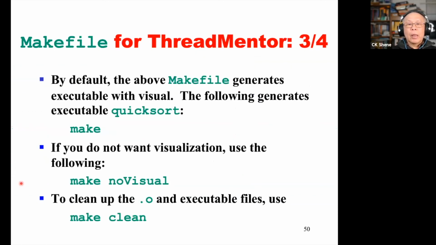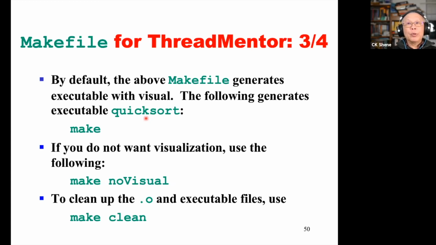So let's see how we compile with this makefile. You just type make from the local directory, the same as the Quicksort file. When you type make, it would compile your .cpp files to .o files and link those .o files together with the ThreadMentor visualization library.